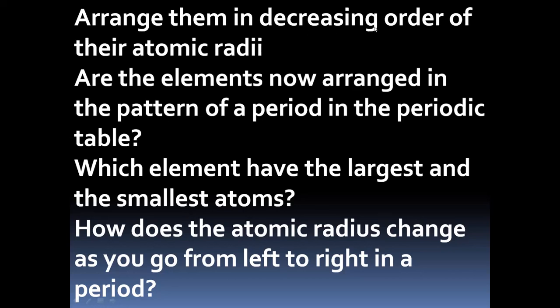Arrange them in decreasing order of their atomic radii. Write down these atomic radii and try to arrange them in decreasing order. After arranging, find out, are the elements now arranged in the pattern of a period in the periodic table? Try to find out whether it is correctly arranged as it is given in the periodic table. Then find out which element has the largest and the smallest atom. Finally, try to write how the atomic radius changes as you go from left to right in the period.